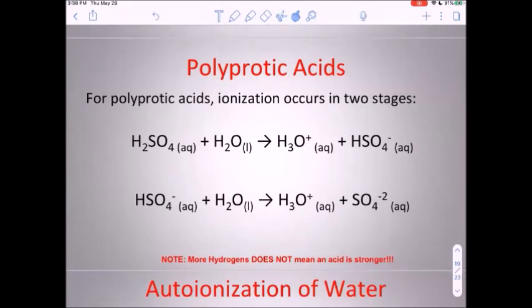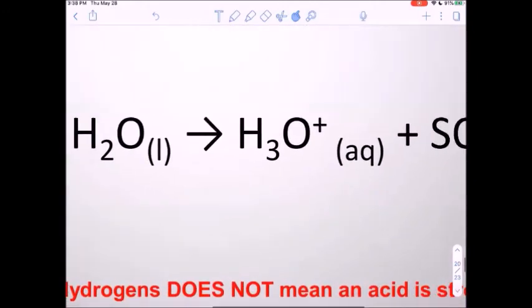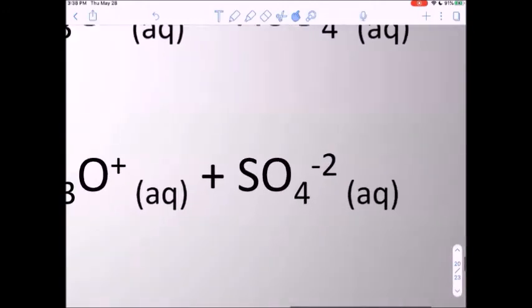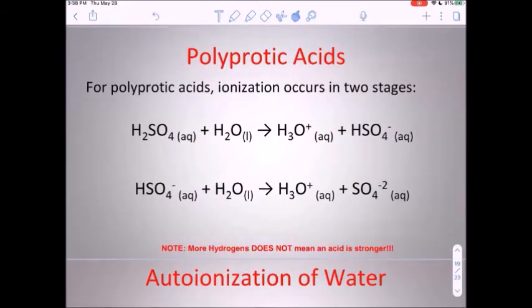So here, when we're looking at a polyprotic acid, your polyprotic ionization, the way that your acid will dissociate into solution, occurs in 2 stages. It will give up that first proton, and it will form the H3O+. In this scenario, my H2SO4 gave up the first proton, and it became H3O+ and HSO4-. That HSO4- still has one proton to give up, so it will then react with additional water, and you end up with another H3O+, and then SO4 2-, in which case it doesn't have any more protons to give, and so that ionization process is complete.